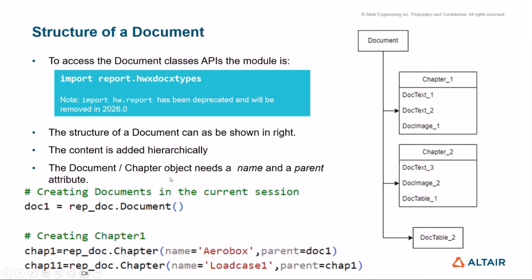And the document and chapter objects that I already mentioned, in order to be defined, need a name and the parent. For example, the document doesn't need anything. It doesn't need a name, but it's not necessary. And a chapter needs a unique name, and the parent, which can be a document object, as you see here, or a chapter object.